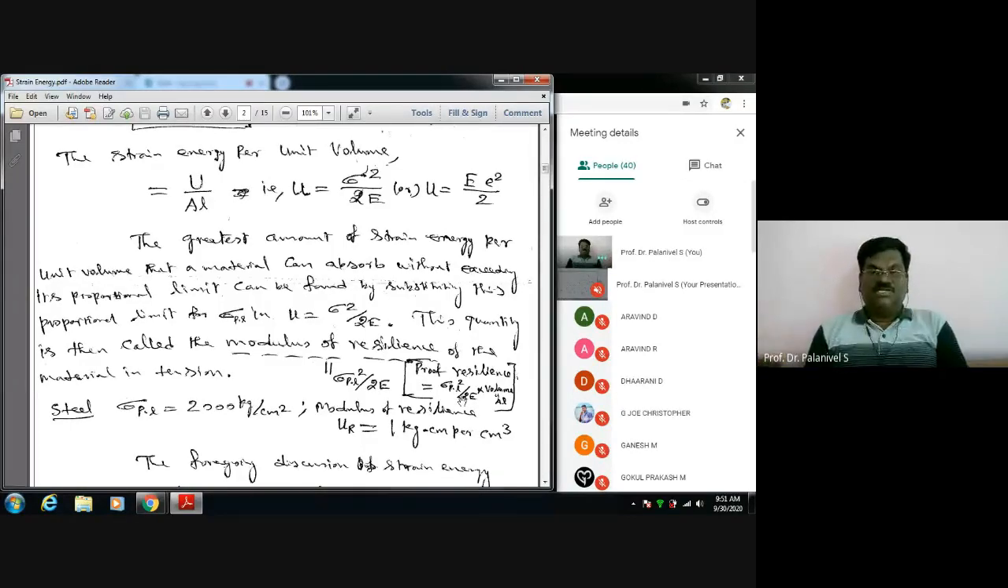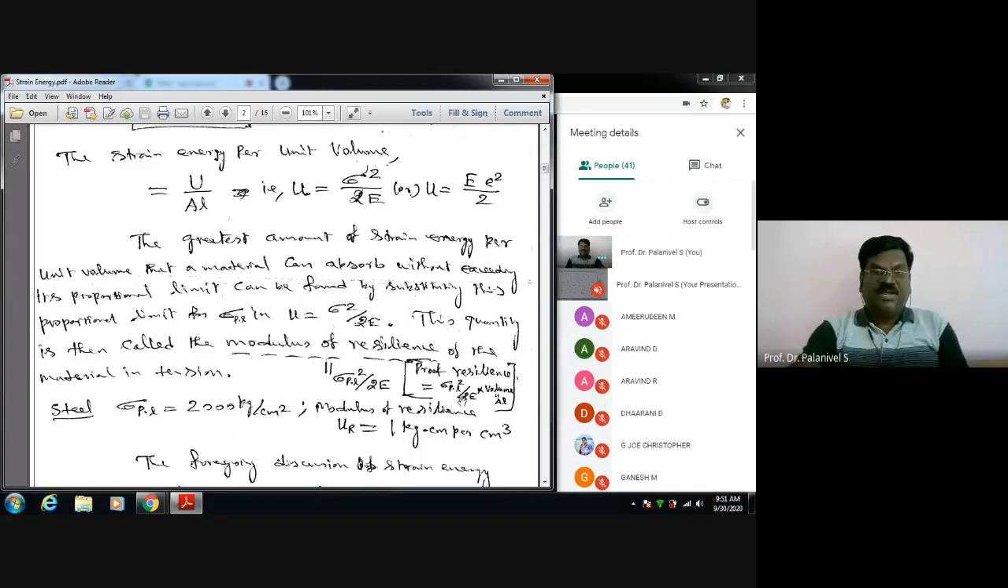Right. The next one is, what is proof resilience? It is the greatest amount of strain energy that can be stored in the entire volume of the body, not per unit area, the entire volume of the body without exceeding proportionality limit. This way you can give the explanation.